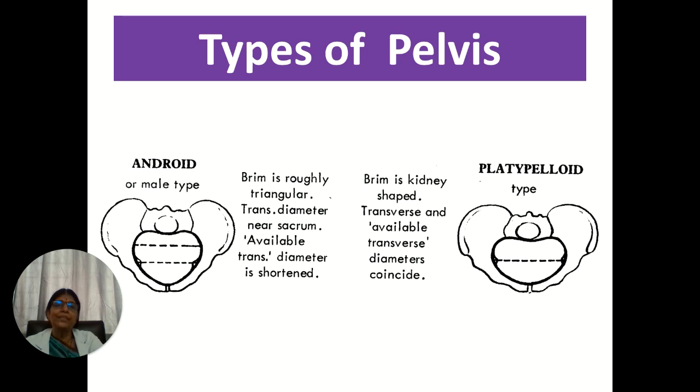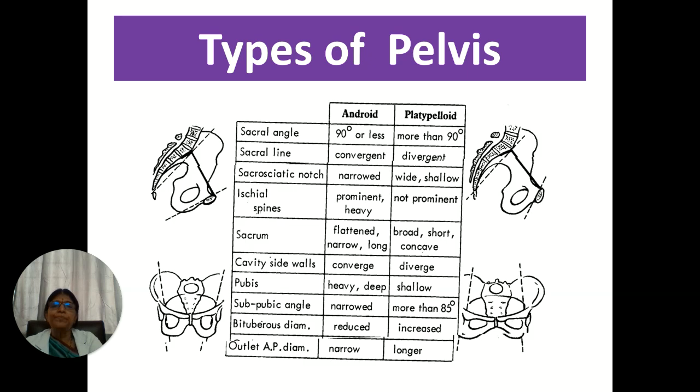Whereas a platypelloid pelvis is a kidney-shaped pelvis. The available transverse and AP diameters coincide. Then coming to the android pelvis, the sacral angle is 90 degrees or less. Sacral side walls are convergent in an android pelvis, whereas they are divergent in a platypelloid pelvis. Sacrosciatic notch is very narrow in an android pelvis. That is the reason why the ischial spines are prominent.